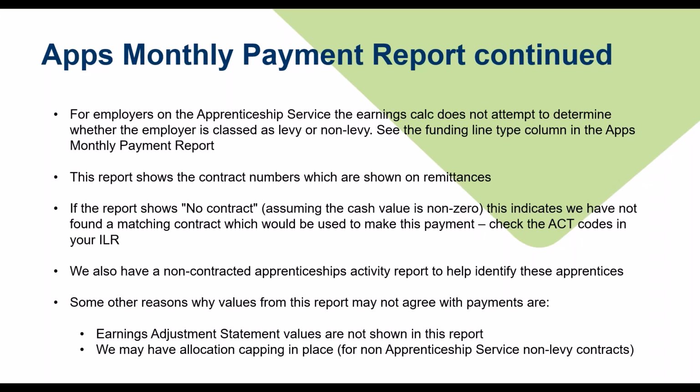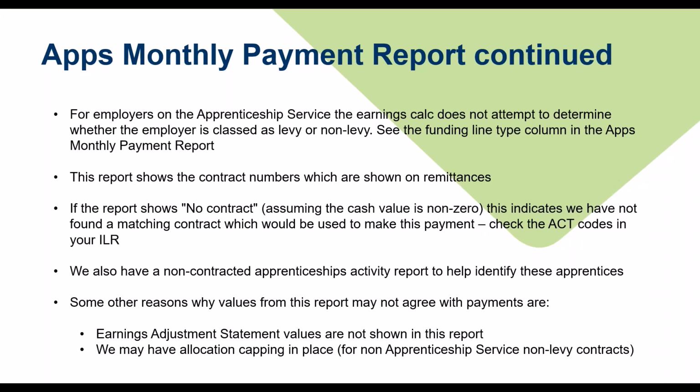There are some other reasons why values for this report may not agree with payments. So if you have claimed funds via the earnings adjustment statement, which, if you don't know, is a way that the Department for Education will allow you to claim money where it's not possible to claim it via the ILR. We would give you permission to do that in these specific cases. Earnings adjustment values do not appear on the app's monthly payment report, as the report is derived from ILR data.